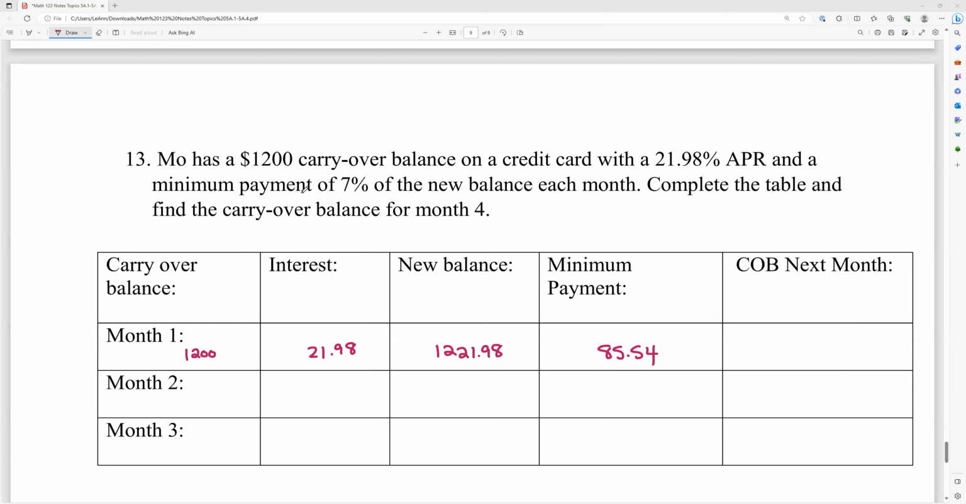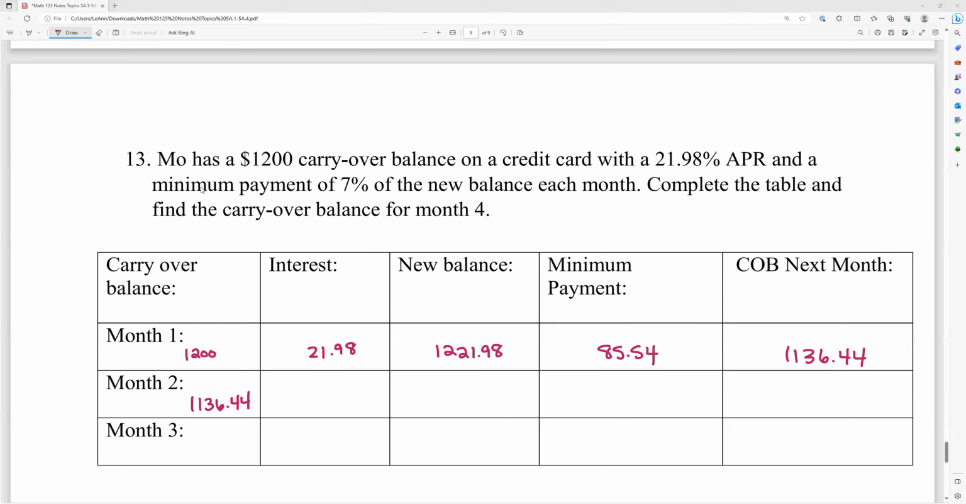Let me move this over a little bit. There we go. So 1,221.98 minus the 85.54. The new carryover balance for the next month is 1136.44. Okay, write that down here. That's our starting balance for month 2.